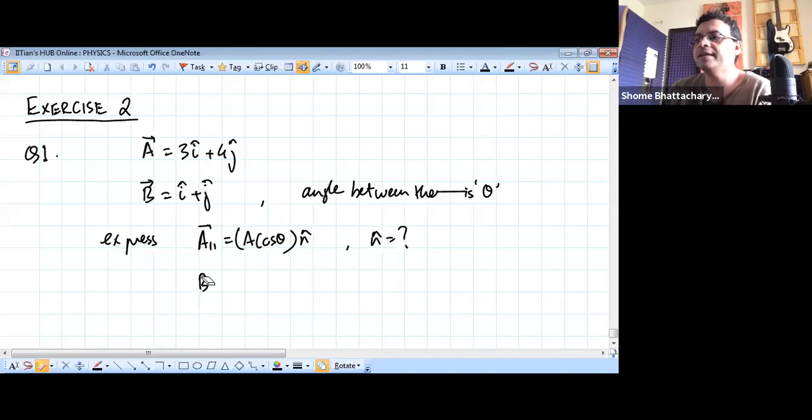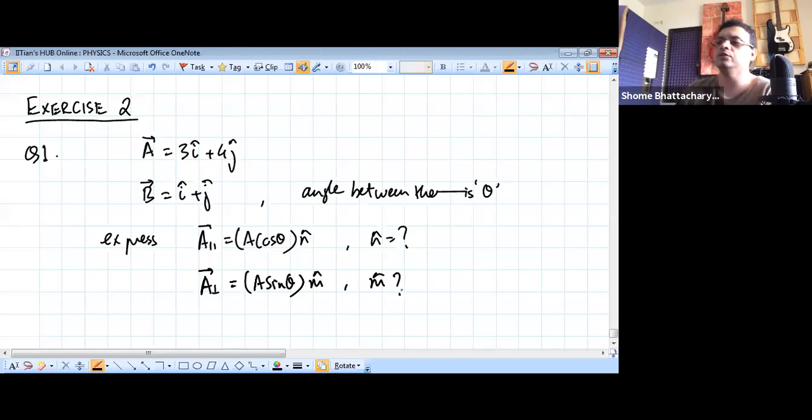So we know that the magnitude of the parallel component is A cos theta. So it should be expressed as A cos theta into some unit vector. And similarly, we know that the magnitude of the perpendicular component is A sine theta. Theta is the angle between them. But what about the unit vector n cap? What should be the unit vector of this one? Okay. So let's understand the question logically, what it means first. Then we'll come back to this.